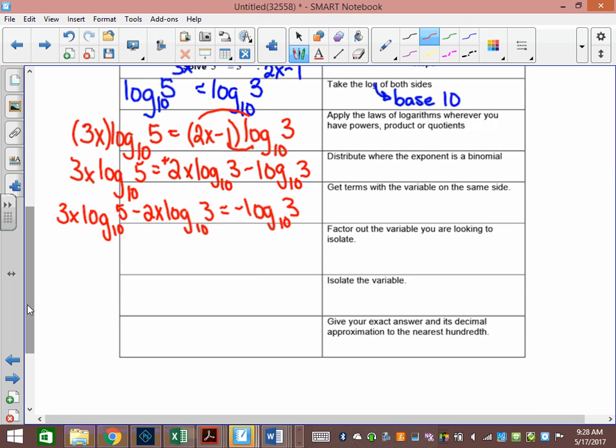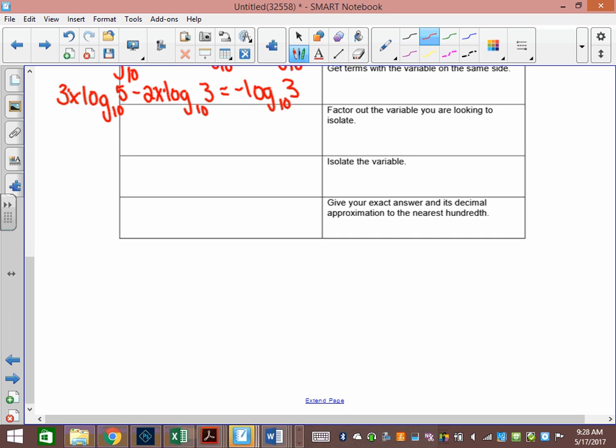Take an x out. These both contain an x. This is like 3 times x times log base 10 of 5. This is 2 times x times log base 10 of 3. They're all being multiplied, correct? So, a side note, ignore that for now. If I gave you 2xy minus 3xz, which is essentially what I have here, I'll make it the same as that one, sorry.